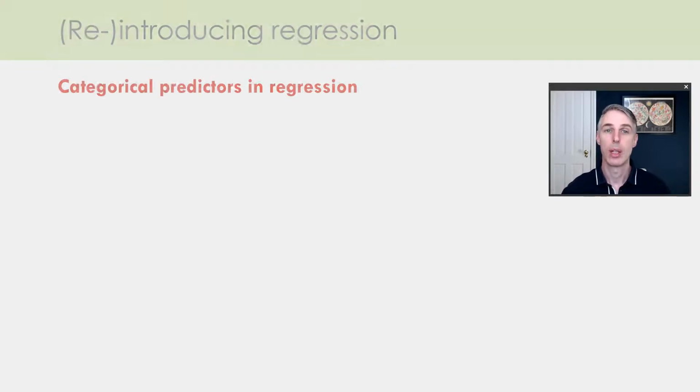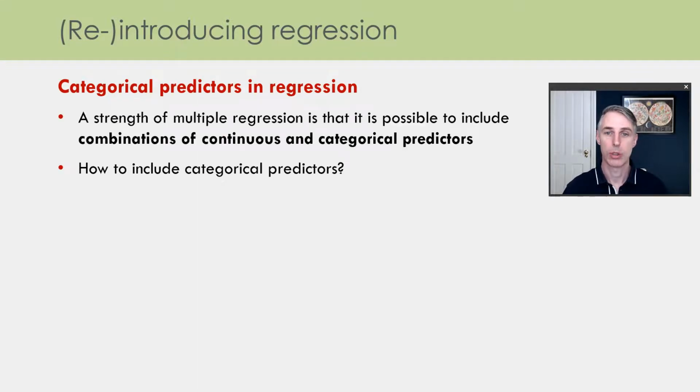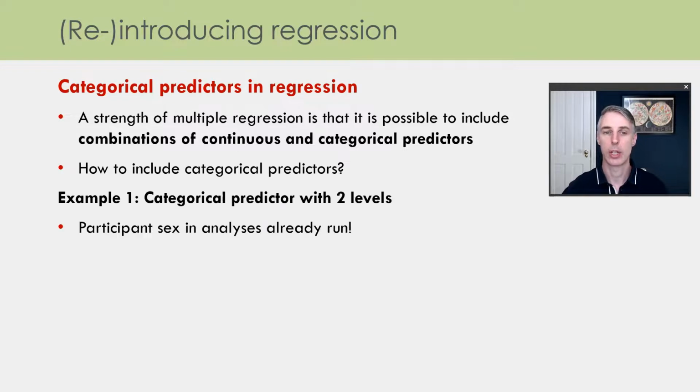So picking up where I left off, I'm going to reintroduce the procedure for looking at categorical predictors in regression. As I noted right at the start of this regression component, a strength of multiple regression is that it's possible to include combinations of continuous and categorical predictors. So let's think a little bit more closely about how to include categorical predictors in regression analyses.